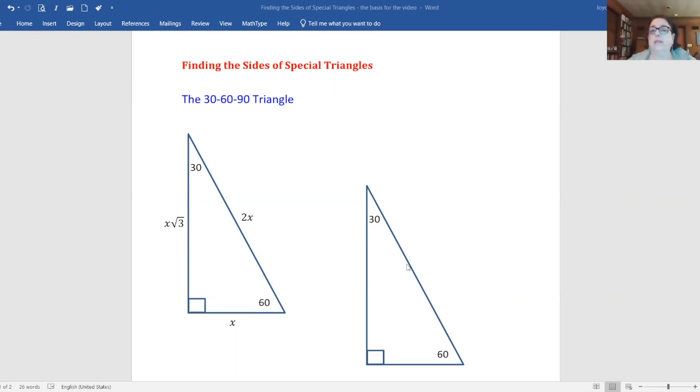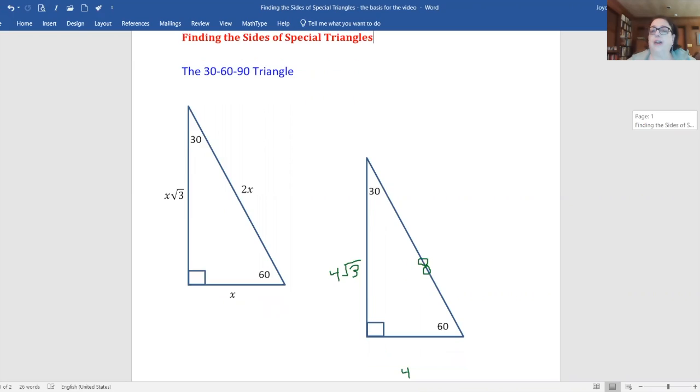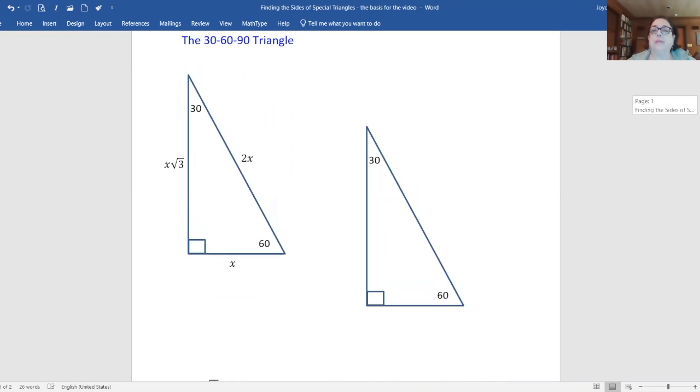So let's try it. Suppose I say that x is 4. Well, then my hypotenuse will be 8. 2x and x. And the long leg opposite the 60-degree angle will be 4 times the square root of 3. As you can see, I didn't really have to work very hard on this. I just had to apply the pattern.